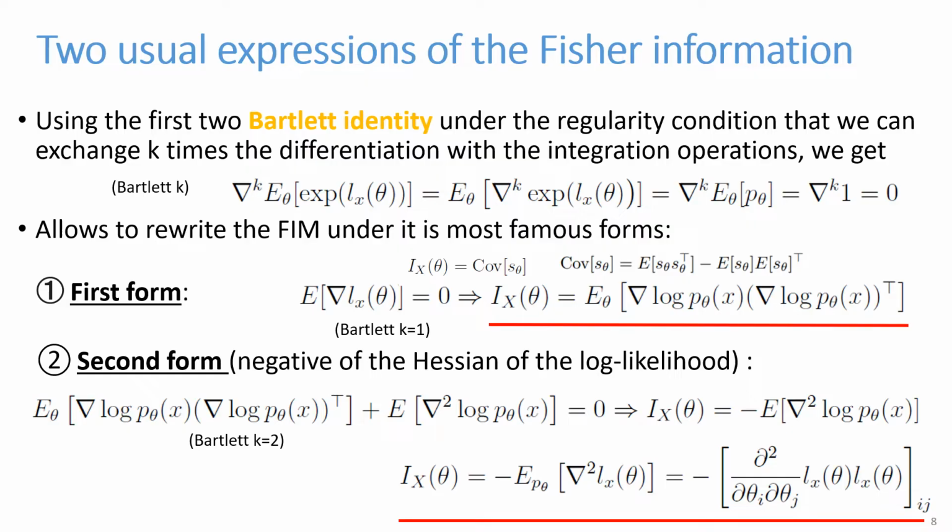Under regularity conditions, which consist of allowing us to swap integration with derivation order, we can express the Fisher information as the expectation of the score, this is the first form. Or, using the second Bartlett identity, we can find that the Fisher information matrix is defined as the negative of the expectation of the Hessian of the log likelihood. These two definitions allow us to consider empirical estimation of the Fisher information, which is useful for studying, for example, stochastic neural network models.